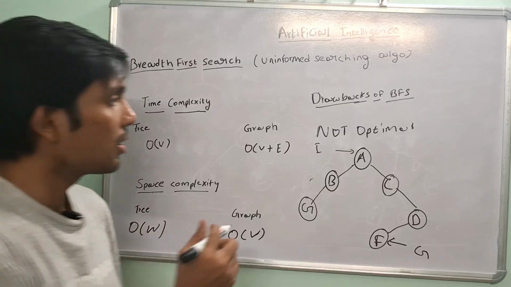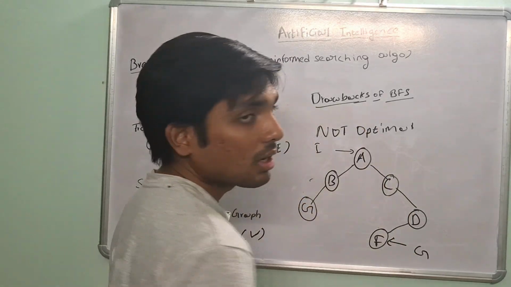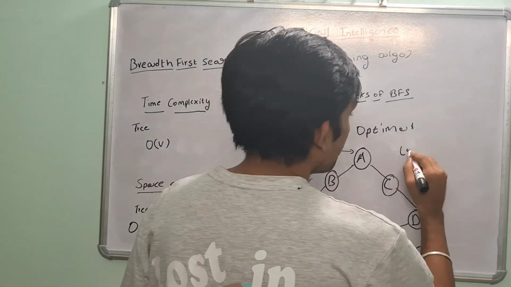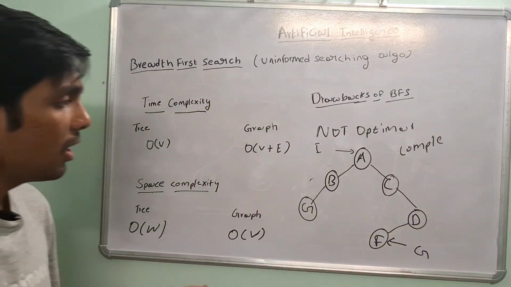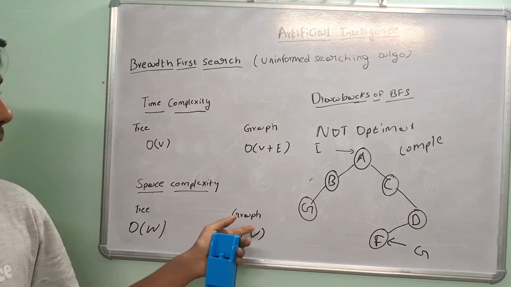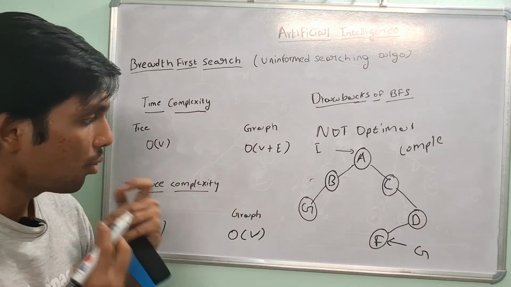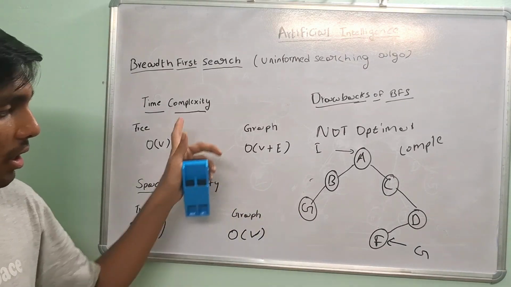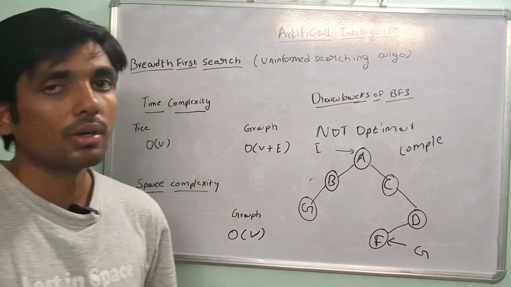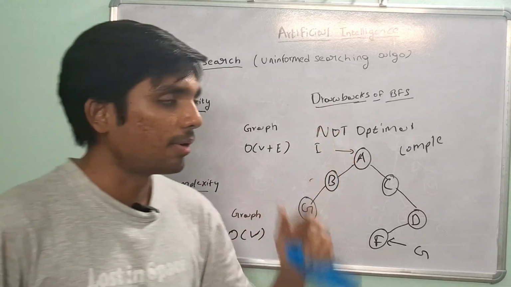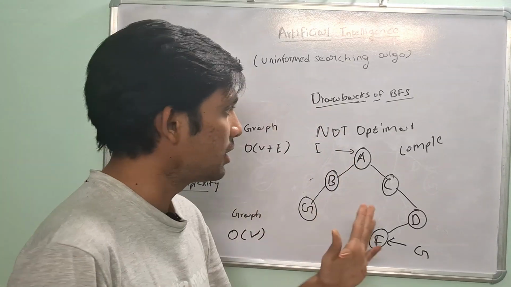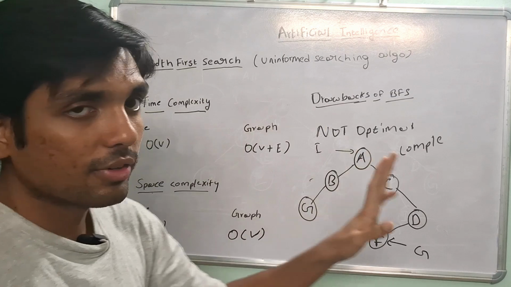But the breadth first search algorithm is complete because even though it may take time, it will search all the nodes in the graph, and anyhow it will find the goal node. That's why the algorithm is complete but not optimal. And this is the drawback of breadth first search algorithm.